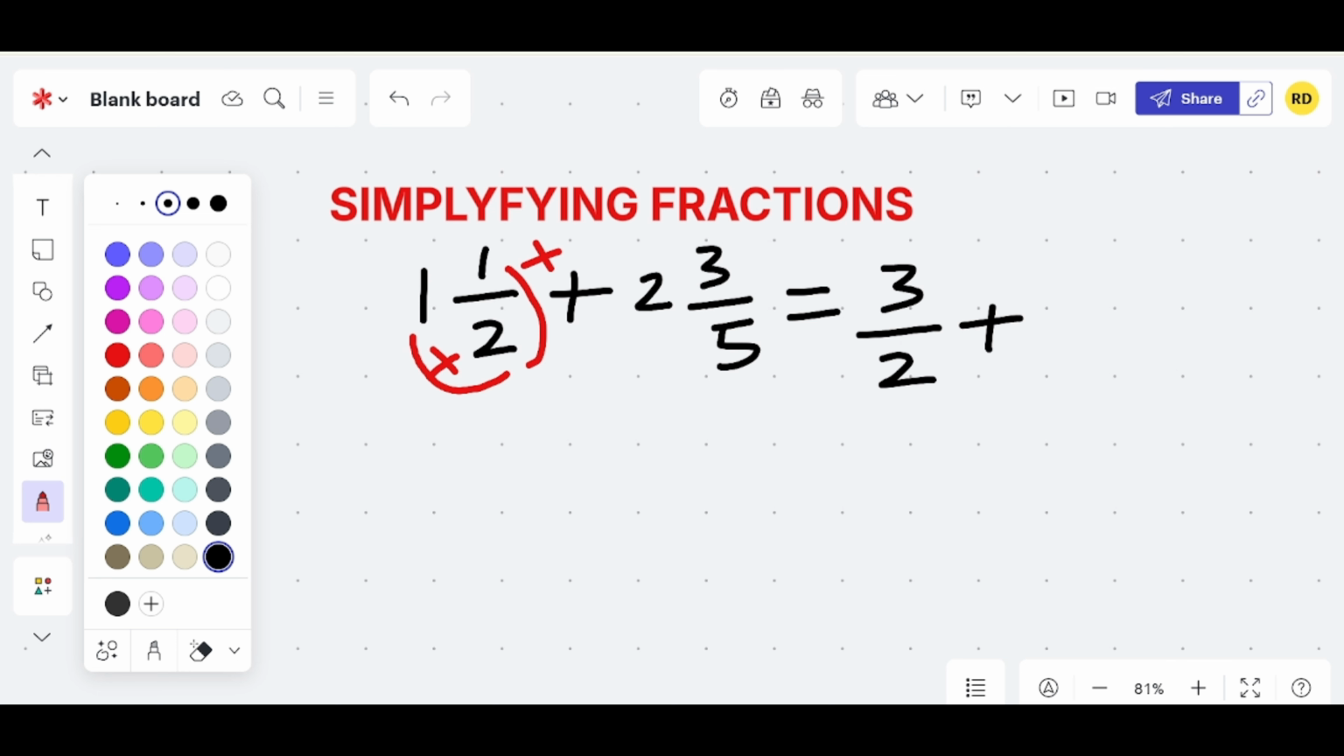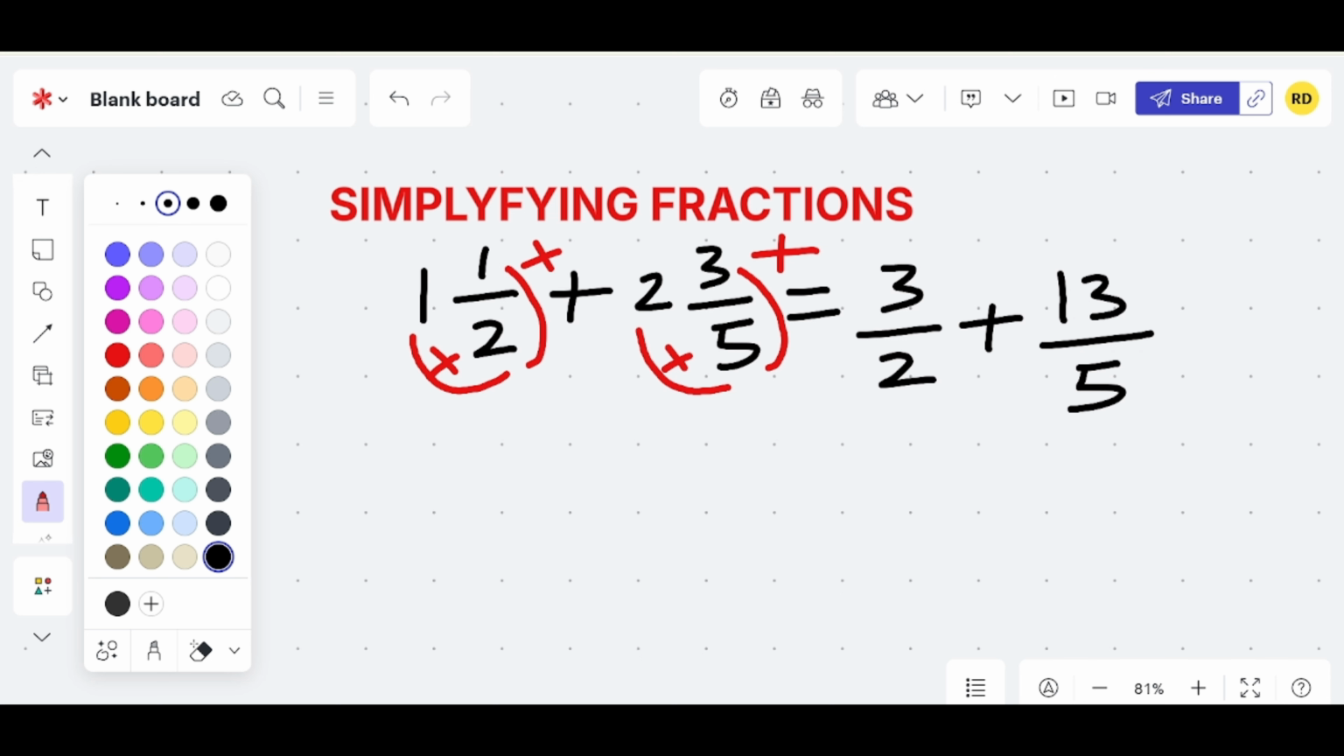And that should be added to, now the same thing, you're going to multiply 2 and 5. So it's 2 times 5, which is 10. And then you're going to add 10 to 3. So plus 3. So 2 times 5 is 10, 10 plus 3 is 13. So you write 13 divided by 5. So you have just converted the mixed numbers into improper fractions.